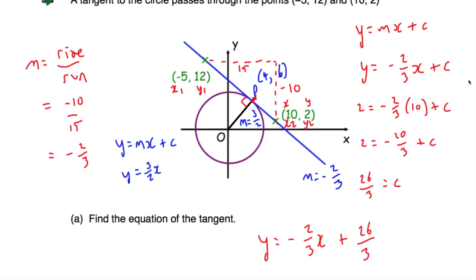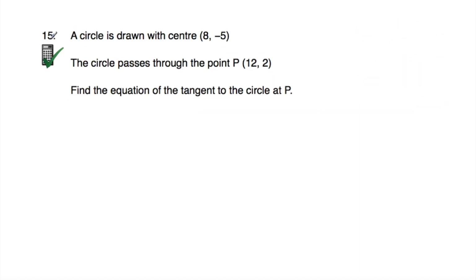And that's it. Okay, let's have a look at our next question, question number 15. So question number 15 says a circle is drawn with centre 8, -5. And the circle passes through the point P, which has got coordinates 12, 2. And we've been asked to find the equation of the tangent to the circle at P. So this time the circle doesn't have the origin as its centre. This time the centre of the circle is the point 8, -5.